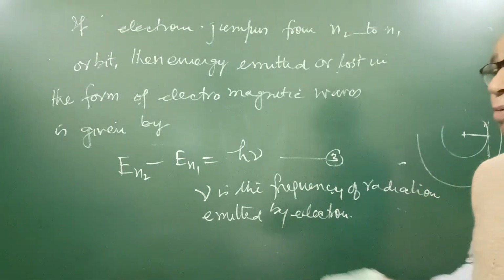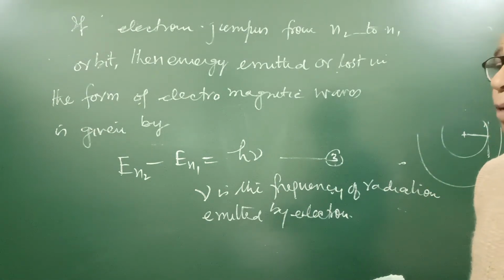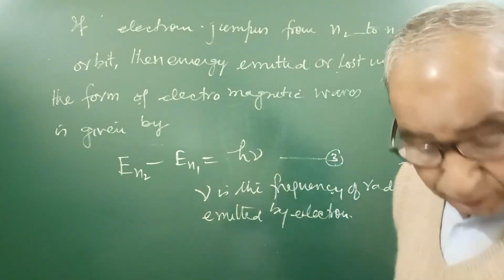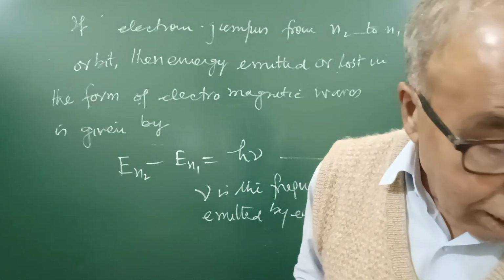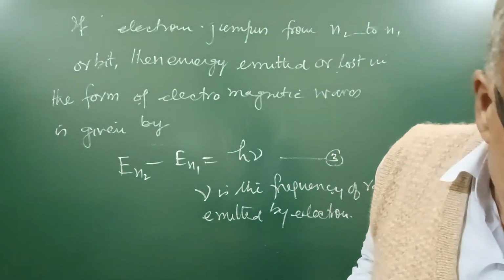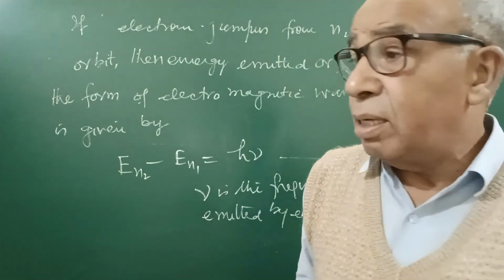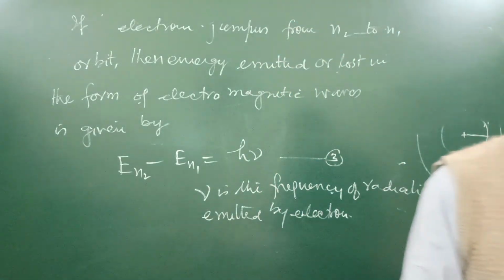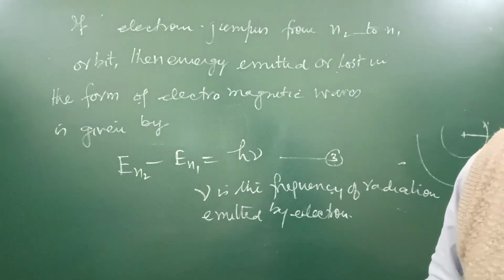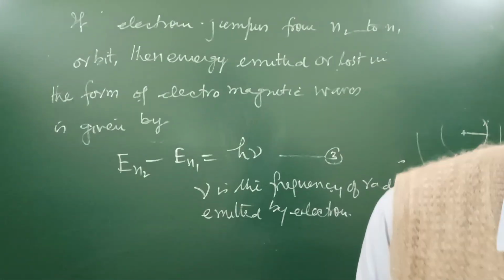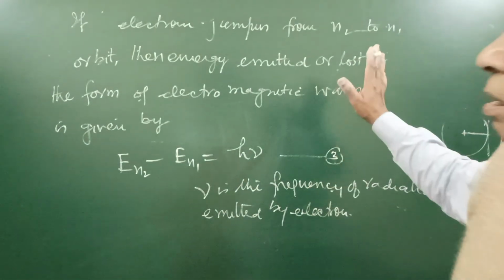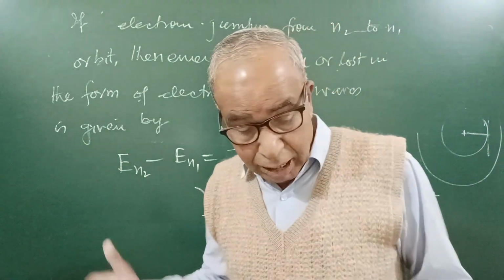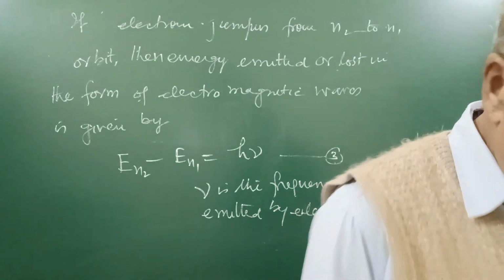On the basis of this, we will try to explain the spectrum of the hydrogen atom. When hydrogen gas is taken in a bulb and the gas is excited by passing electric current, it emits radiation of different wavelengths. So we will explain them in the next video with the help of these postulates.